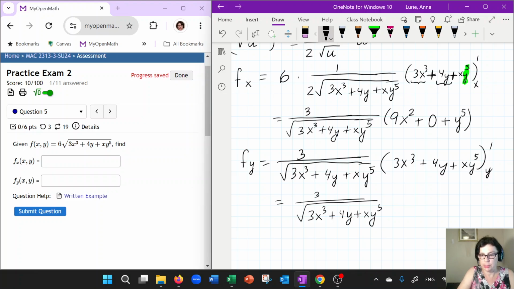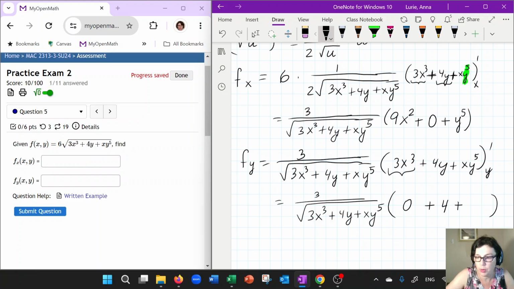Okay, now let's look at it. So 3x cubed does not have a y. So whenever a term is added or subtracted and it does not have the variable with respect to which you are taking the derivative, that's just going to be 0. 4y, that's a normal derivative. That's just going to be 4. So we keep the number. Derivative of y is 1.